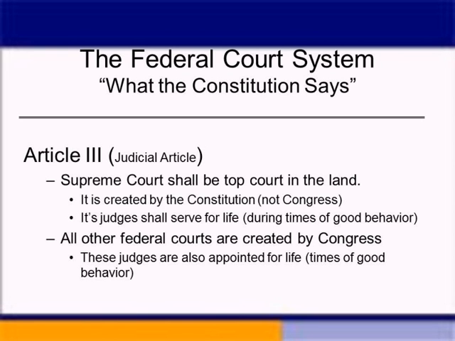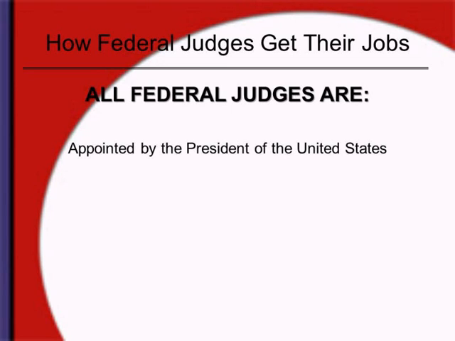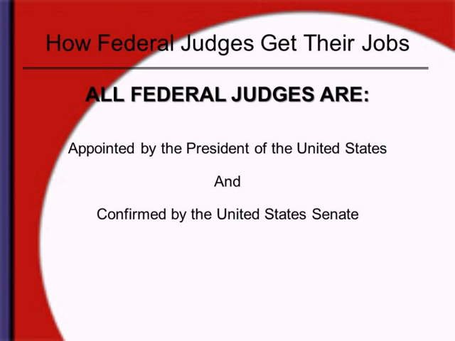Now, when we talk about federal judges and how they get their job, we must understand that all federal judges are appointed by the President of the United States. I believe in the last video we had mentioned this. Every federal judge, whether they work at the courthouse here in Cape Girardeau or in the Supreme Court in Washington, D.C., is appointed by the President and must be confirmed by Congress. More specifically, they must be confirmed by the United States Senate.